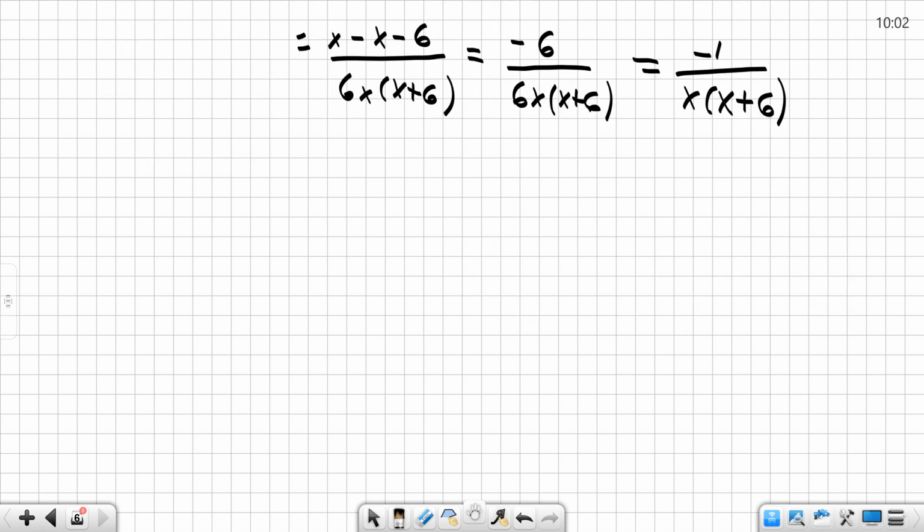If I wanted to, I could pull this negative sign in front of the fraction, but on the homework, you do not need to. So this is right, and this is even righter if you wanted to.